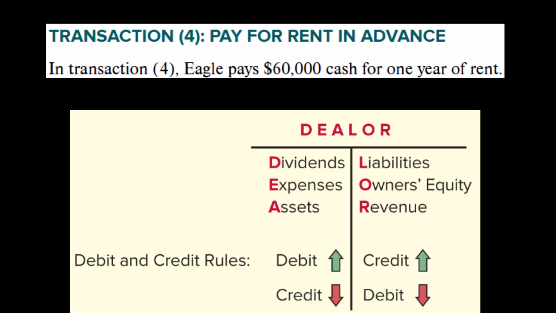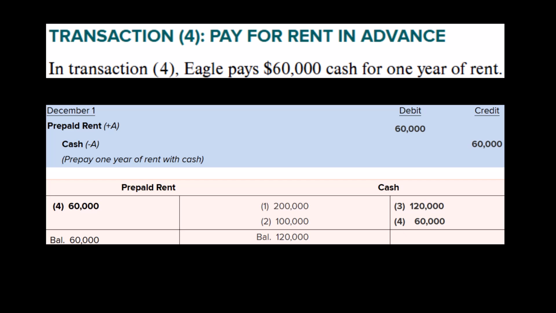A decrease to an asset is a credit. This is what we call an asset exchange. One asset goes up and another goes down. The entry is a debit to prepaid rent for $60,000 and a credit to cash for $60,000.